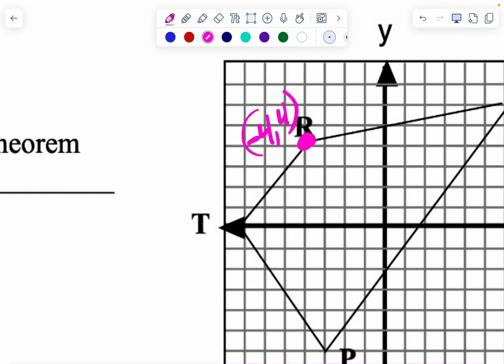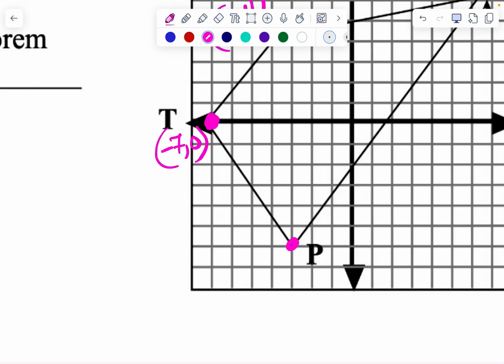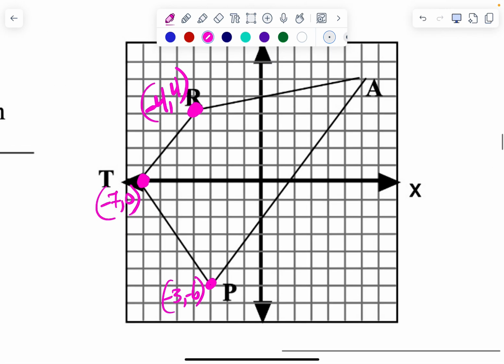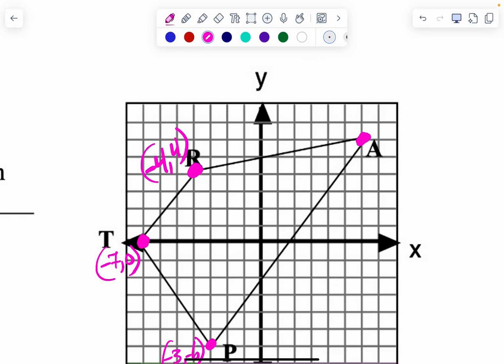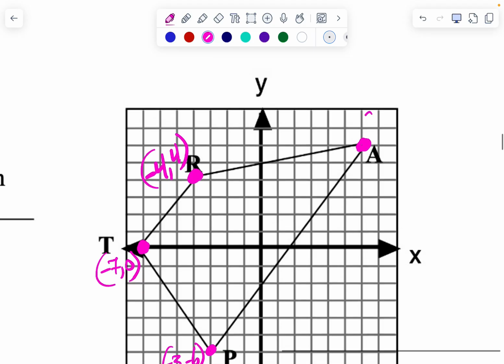And then point T right here, what would its coordinates be? Yeah, good, 0 for the y coordinate. How about point P? Yep, negative 6, good. And point A right there. Okay.